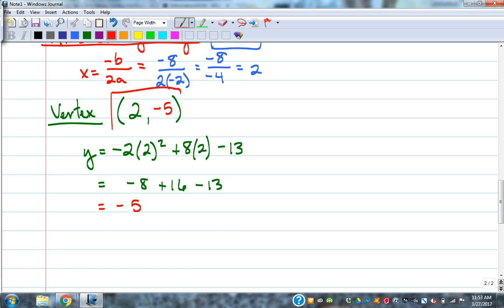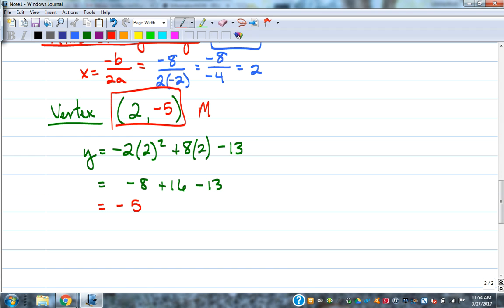So there's our vertex. Is that a maximum or a minimum? And why? A is less than 0. A is a negative number. So that means this has to be a maximum, because what that does is it turns the parabola upside down, where it goes up and then down. The maximum is when the parabola faces down. Yeah, when it faces down like that.